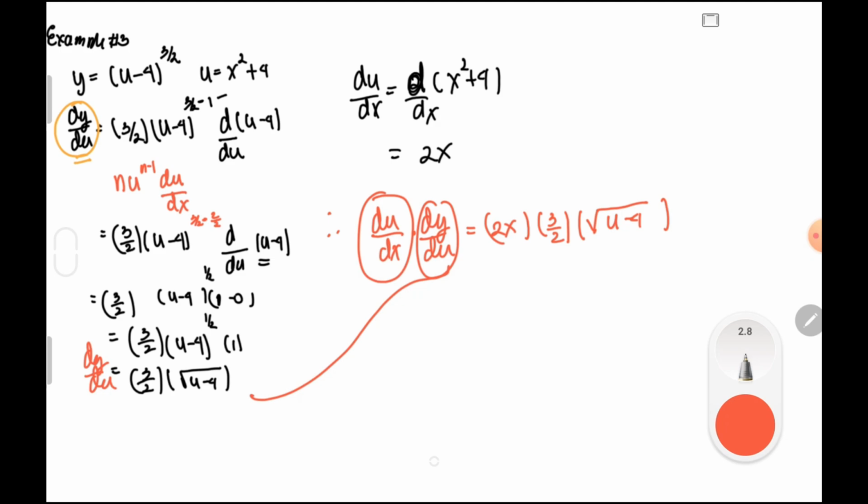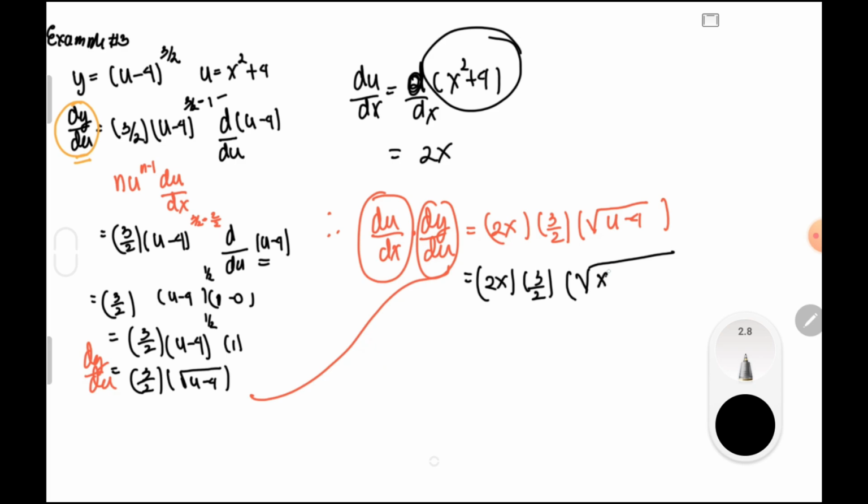But what is our u? Note that our u was initiated as x squared plus 4. So therefore, we'll have a value of 2x multiplied by 3 halves multiplied by square root of x squared plus 4 minus 4 as our u minus 4. Okay? So positive 4 minus negative 4, positive 4 minus 4 is 0.